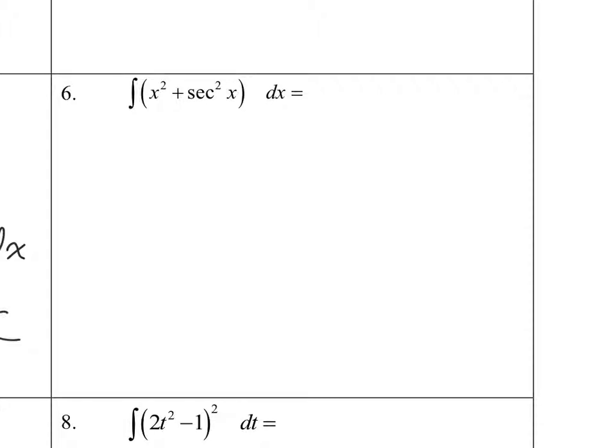So, parentheses aside, it's still the sum of two expressions. So, increase the exponent by 1, so 1/3 x cubed. Then you just need to know a fact. The antiderivative of secant squared is tangent, tan x plus c.